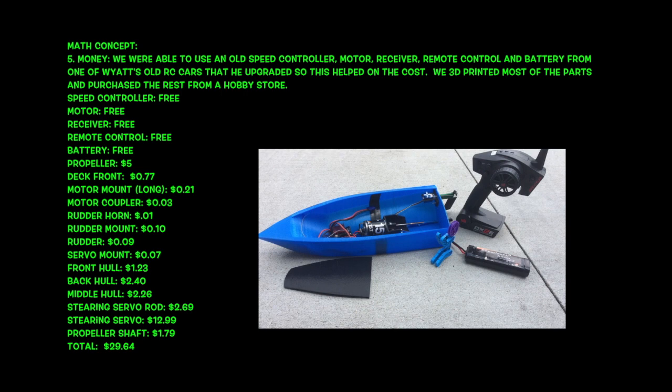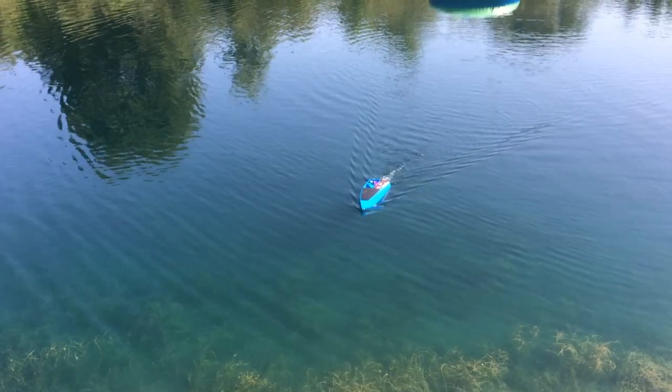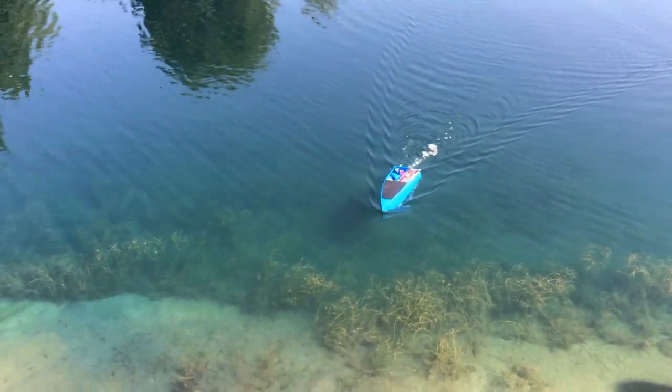We were able to use an old speed controller, motor, receiver, remote control, and battery from one of Wyatt's old RC cars that he upgraded. So this helped on the cost. We 3D printed most of the parts and purchased the rest from a hobby store. Our total was $29.64. Building a remote control boat was harder than we thought it would be, but we did it.